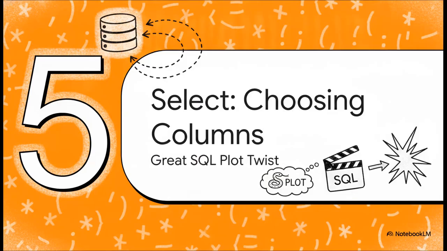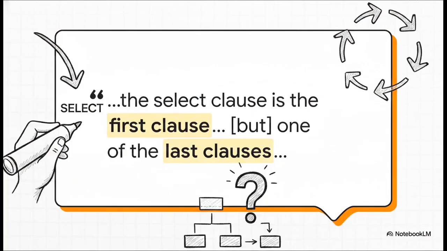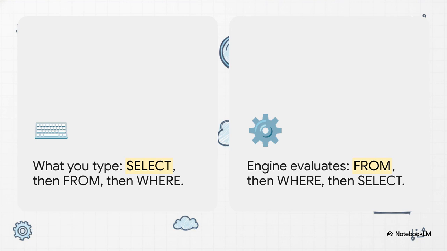Section 5. Select. Choosing the columns, also known as the Great SQL Plot Twist. I love this quote because it's the ultimate aha moment for anyone learning SQL. Even though the select clause is literally the first thing you type, it is actually one of the last clauses the database server evaluates. There is this massive, wild disconnect between syntax and execution. You type select, then from, then where. But the engine evaluates from, then where, and then select. Why? Well, because the engine physically can't pick which columns to show you until it knows where they live and filters out all the garbage rows first.